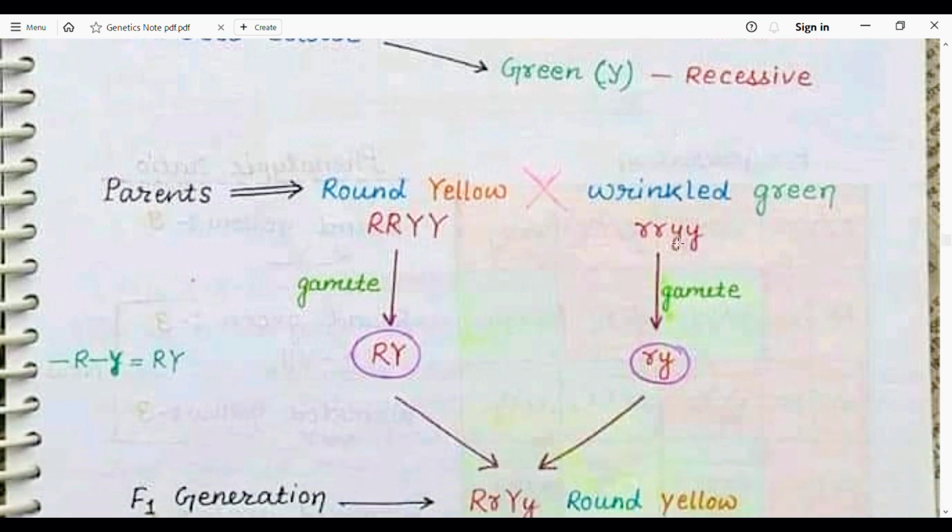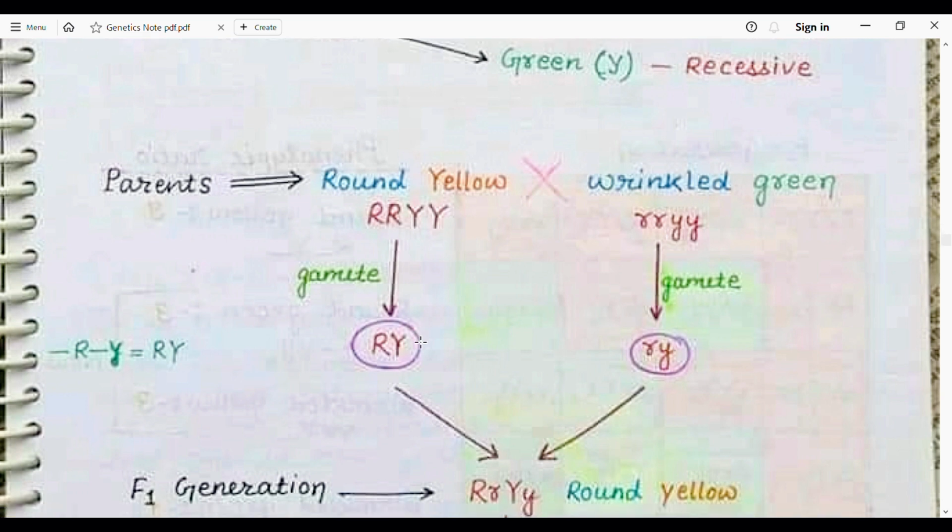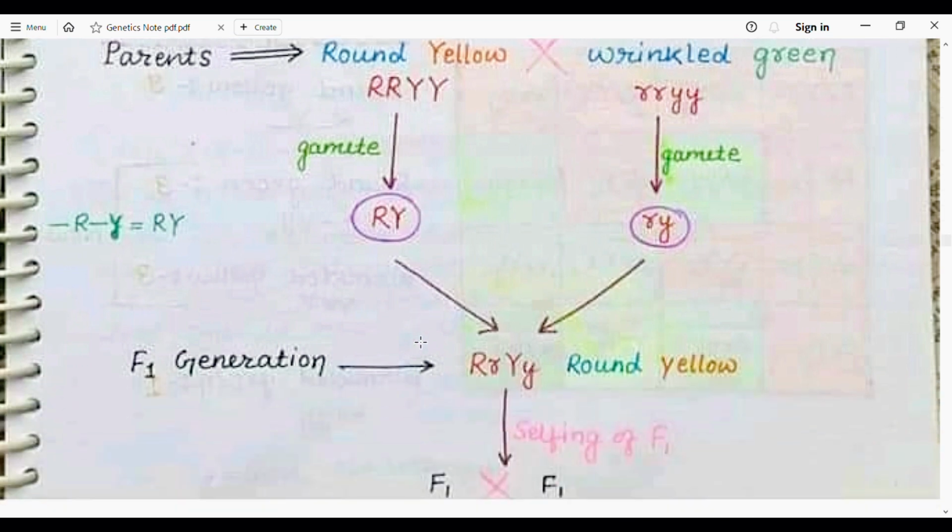When meiosis takes place, during spermatogenesis and oogenesis, gametes with capital R and Y, and small r and y, sperm and eggs, are produced. By the process of fertilization they combine with one another to produce an organism with one capital R, one small r, one capital Y, one small y. Its phenotype is round yellow, but it is known as a hybrid. This hybrid is produced by crossing round yellow with wrinkled green, and these two parents differ from one another with respect to two traits: color of the seeds and shape of the seeds.